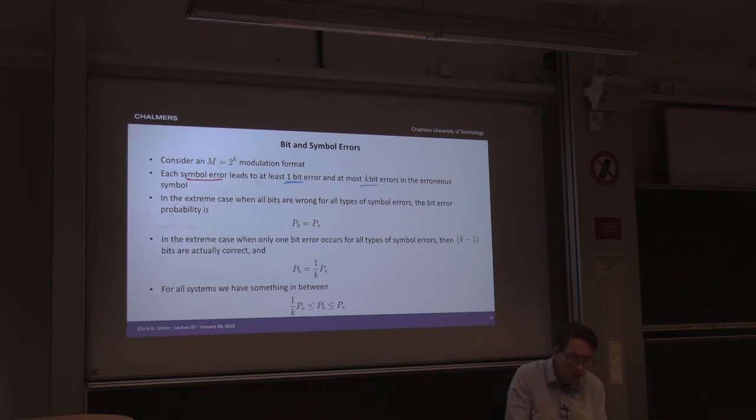Okay, and why is this? Well, remember that we have k bits here, b0, b1, up to b k minus 1. These are the bits that we transmit when we transmit the symbol. When we make a symbol error, one of these bits is wrong, but the rest are correct. So k minus 1 bits are correct, and one is in error.